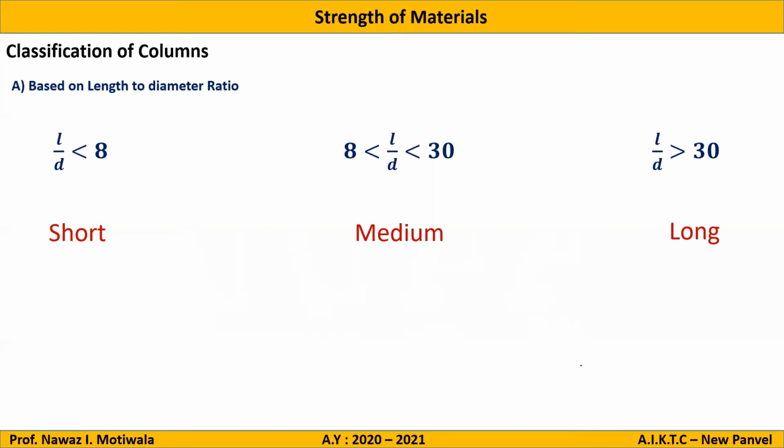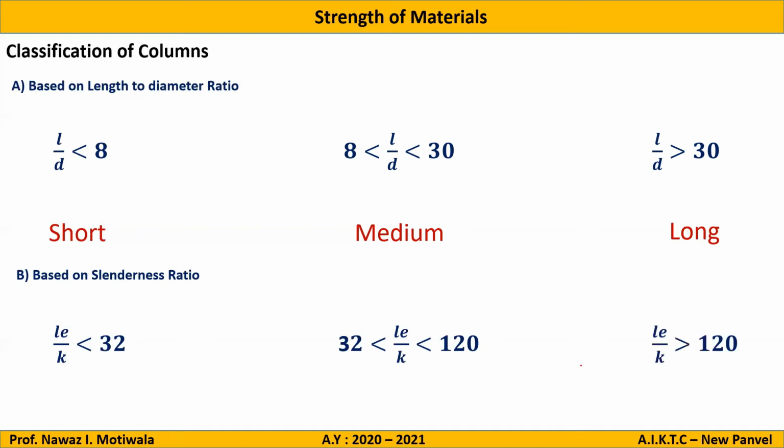Then another classification is how to identify whether it is a short, long, or medium column. It is based on the slenderness ratio, and the slenderness ratio we have seen is lambda. Based on slenderness ratio, if LE by K is less than 32, it will be a short column. If it is between 32 and 120, it will be a medium column. And if it is greater than 120, it will be a long column.